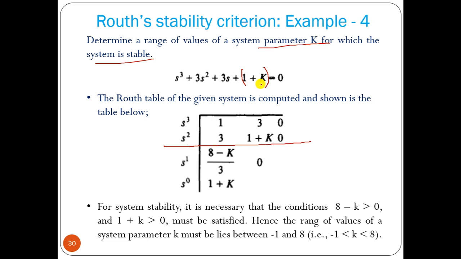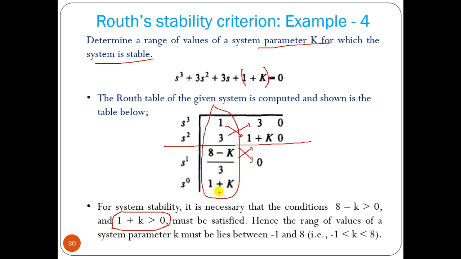What is the use of the controller, that I will cover later. Now we can calculate: 3 into 3, 9 minus 1 minus k, so 8 minus k by 3. This factor is 0. Now this one into 1 plus k minus 0 divided by this factor, so it will be 1 plus k. Now we have to find out the condition. For stability, this column must be positive. All values should be positive. There should not be any sign change. So we can say that 1 plus k must be greater than 0, right?